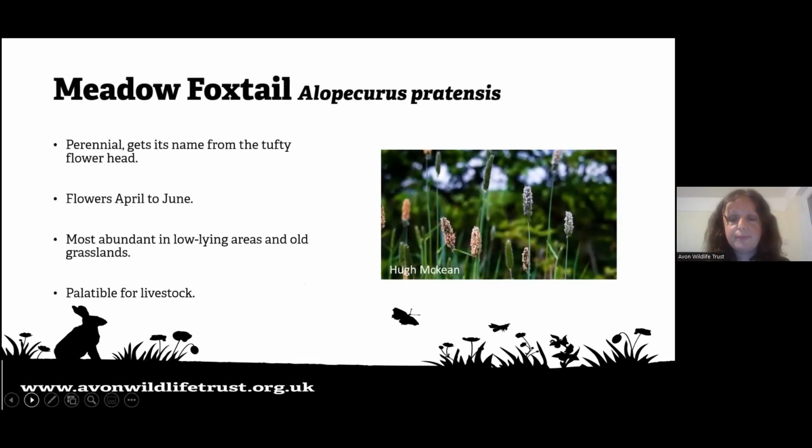Meadow foxtail is another one. It's quite similar to Timothy. It's a perennial and has a tufty flower head and flowers from April to June. It's most abundant in low-lying areas and on grasslands, and it's palatable to livestock like your cows and sheep.